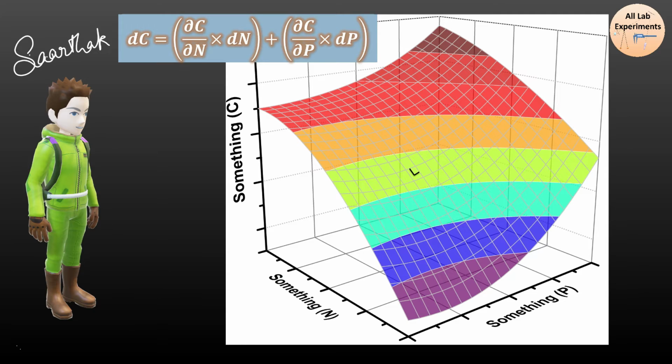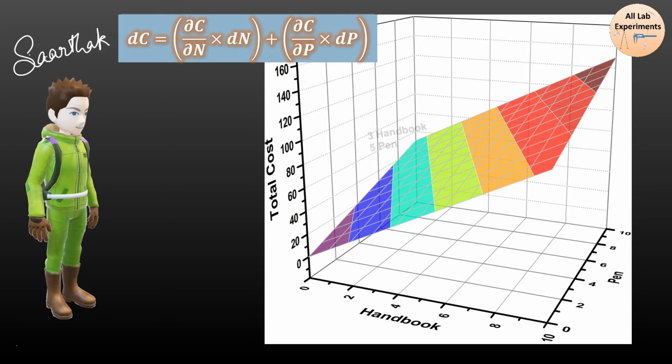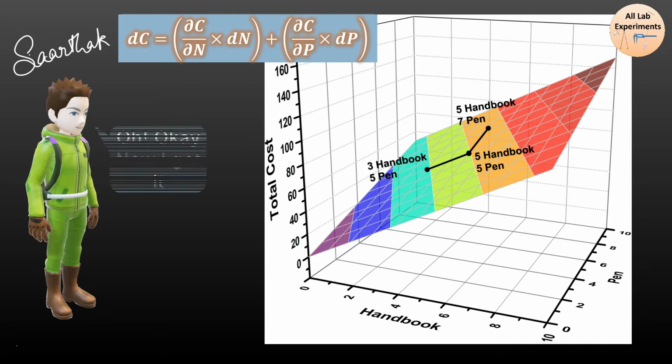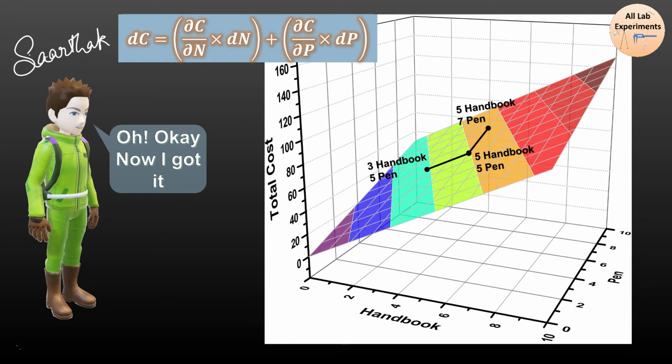Let us understand it further. The formulation we have chosen is only for the small change. What does this mean, change? Overall we are at this point of 3 notebooks and 5 pens. From 3 notebooks, we reach 5 notebooks and 5 pens. After that, we change the number of pens and reach from 5 notebooks and 5 pens to 5 notebooks and 7 pens. So at the beginning of this question, we know the cost of 3 notebooks and 5 pens. When we change the number of notebooks from 3 to 5 and pens from 5 to 7, what is the change in the cost? We are finding this change here.